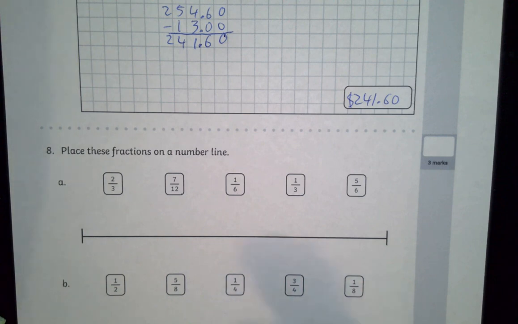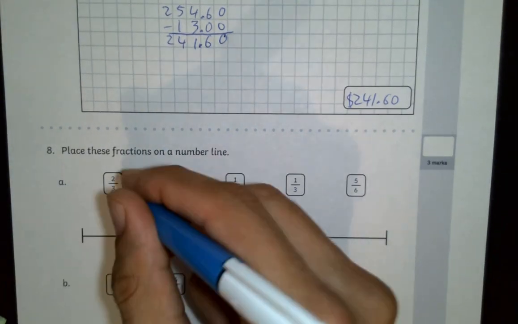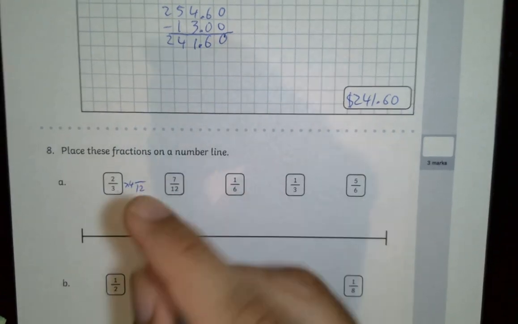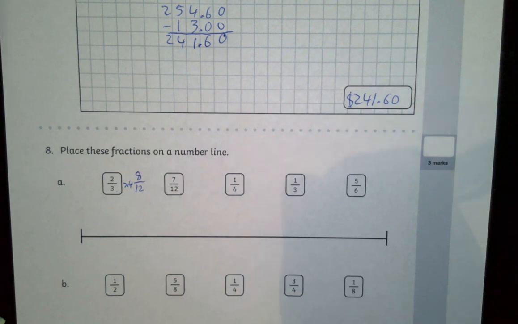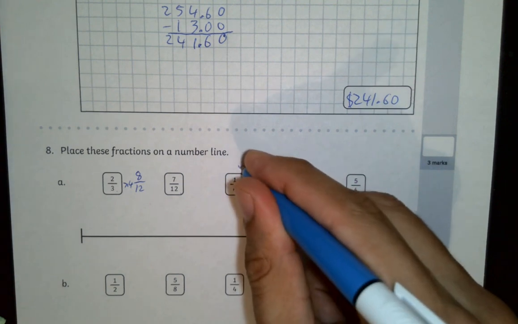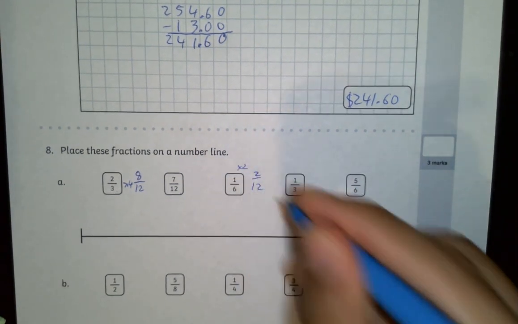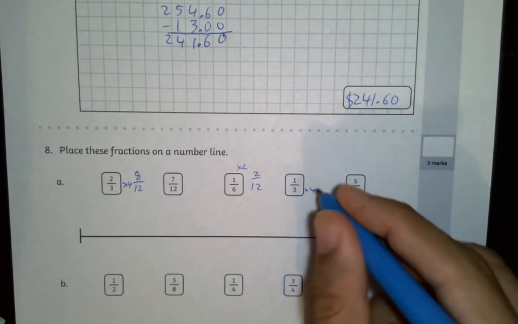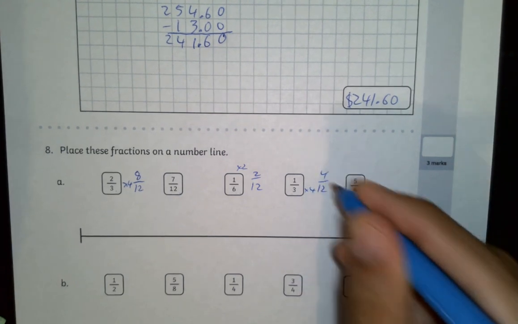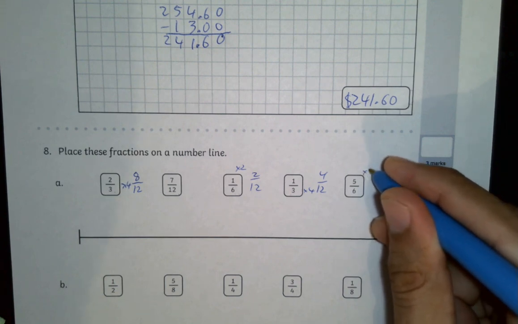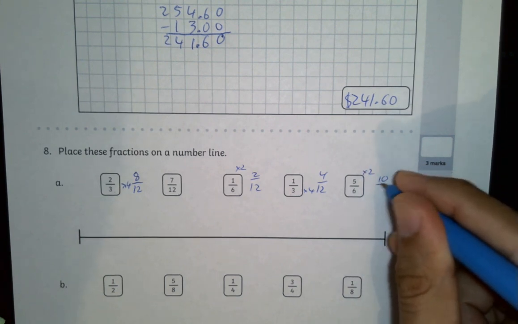I'll go both ways. So for the first one, I'll make them all out of 12. So because this is a 3, I need to multiply that by 4 to get it out of 12. 3 times 4 is 12. 2 times 4 equals 8. 8 twelfths is the first one. This one's already out of 12, that's fine. This one I've got to multiply by 2. Will get me 2 out of 12. 2 twelfths. This one I've got to multiply by 4. Same as the first one. 3 times 4 is 12. 4 times 1 is 4. And then this one is the same as the one in the middle. I just need to double that. Multiply by 2. And that will get me 10 out of 12.